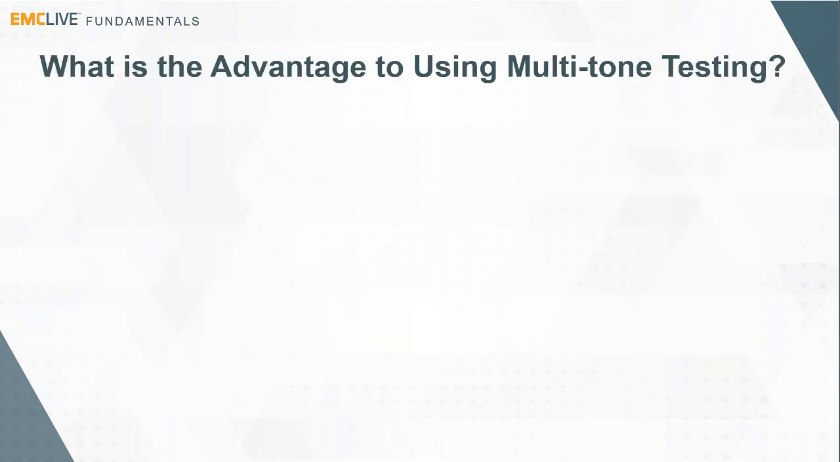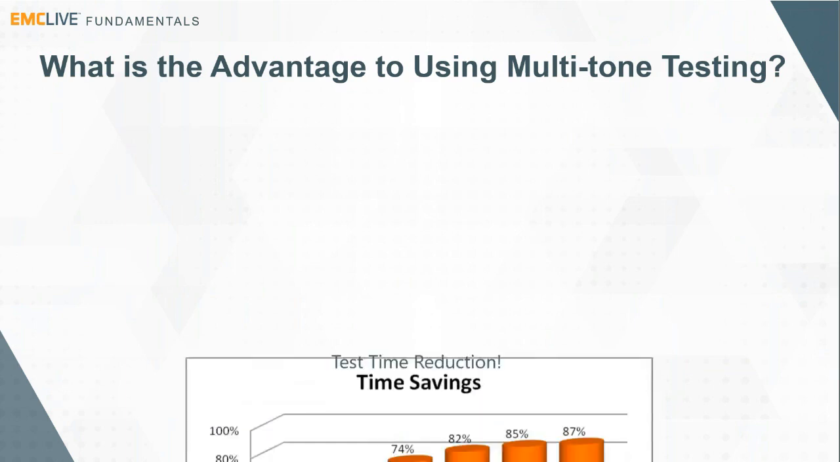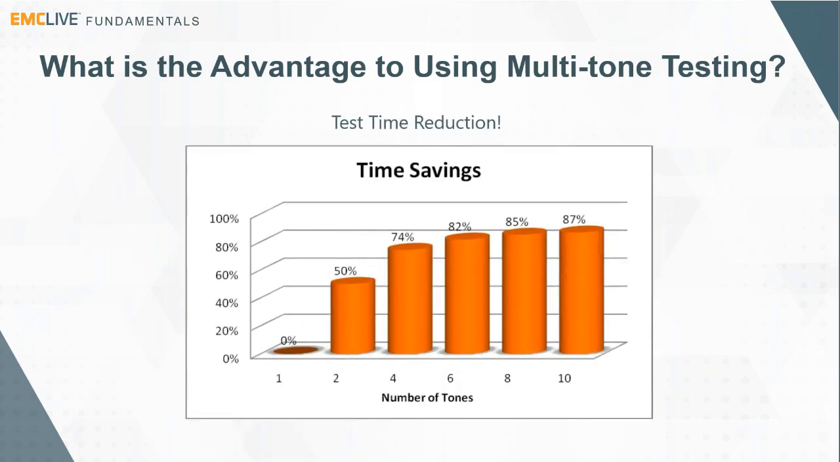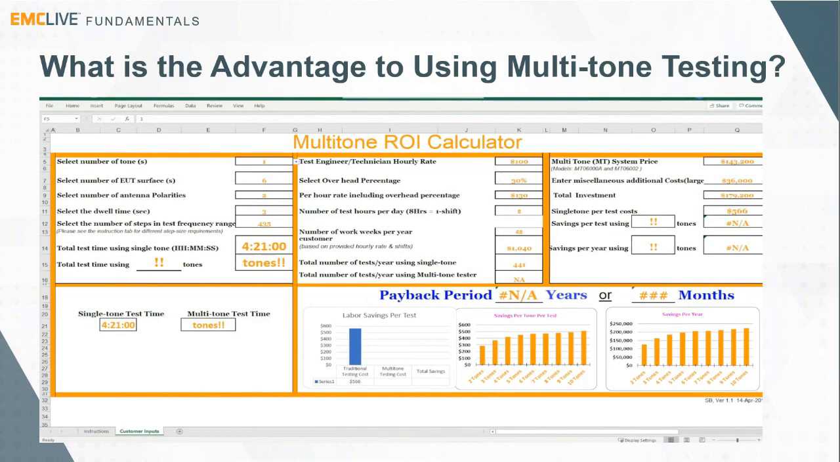What is the advantage of using multi-tone testing? Put simply, a huge reduction in test time. Notice that with the application of just one additional tone, test time can be reduced by as much as 50%. This translates into a significant cost reduction and higher throughput. How much can you save?